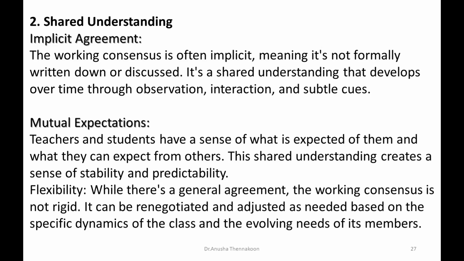Then the mutual expectations. Teachers and students have a sense of what is expected of them and what they can expect from others. So students know what to expect from teachers. Teachers know what they can expect from students. So that is a mutual expectation.